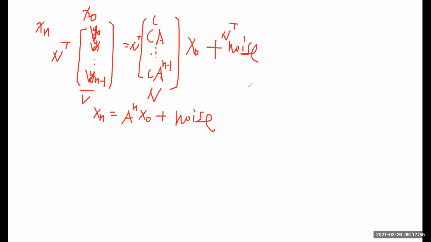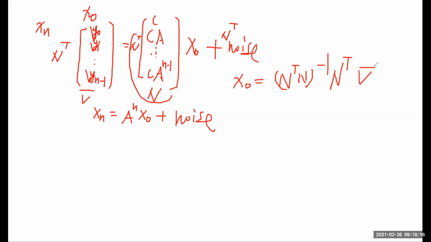Okay, therefore, we can get x0 is equal to (N transpose N) inverse. Okay, the inverse always exists. This (N transpose N) inverse, then N transpose, this is the v bar, or the data we have. That's the observation from the output. Then minus some noise. Okay, there's still some linear of the noise.